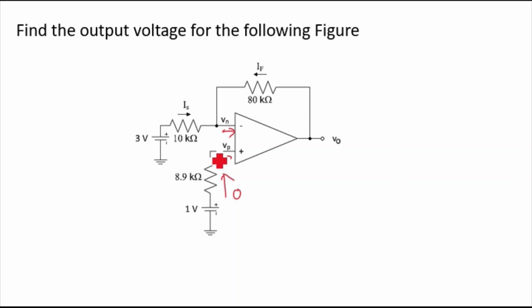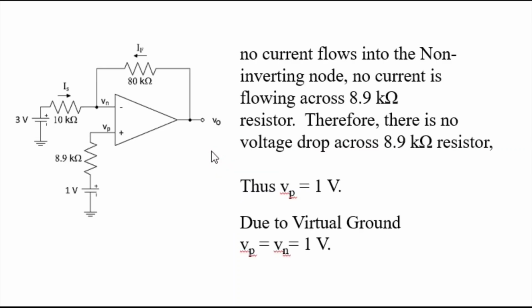So the potential Vp at this point will be 1 volt. No current is flowing into the non-inverting terminal, so no current is flowing in the 8.9 kilo ohm resistance. Therefore there is no voltage drop across the 8.9 kilo ohm resistance, so Vp will be 1 volt. Due to virtual ground, Vp is equal to Vn, so this will also become 1 volt. At the 8.9 kilo ohm resistance there is no current.